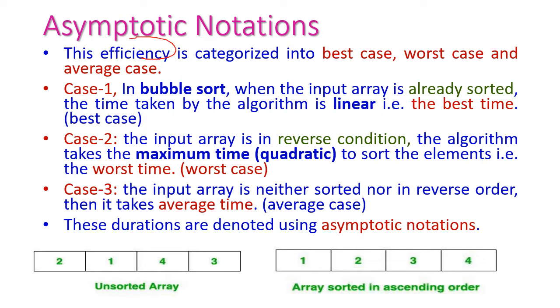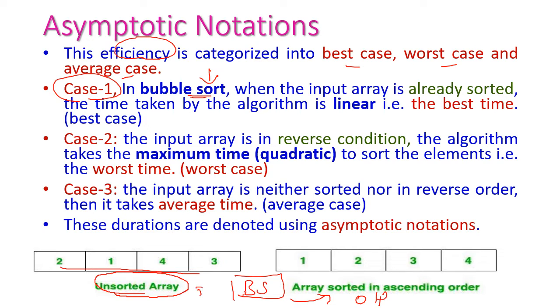This efficiency is categorized into best case, worst case, and average case. What is the best case? Let us take bubble sort as an example because this is the simplest sorting algorithm. In this sorting algorithm, we give the unsorted array elements, that is, some random numbers are given to the bubble sort algorithm. Then we get the sorted array in ascending order as output. Unsorted array is the input and the output will be the sorted ascending array. So this is bubble sort.